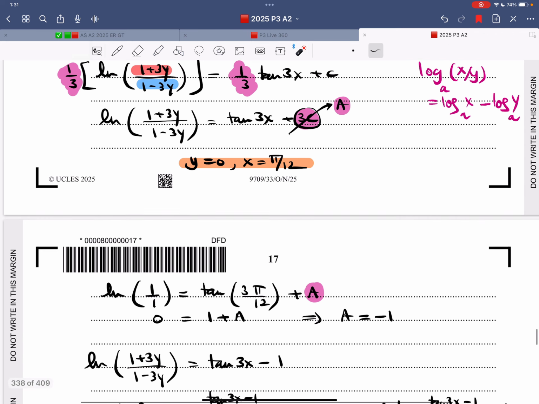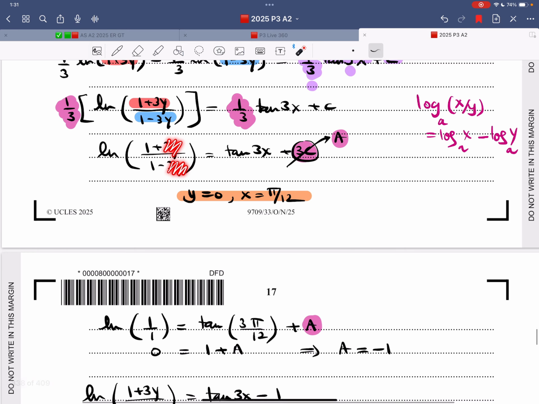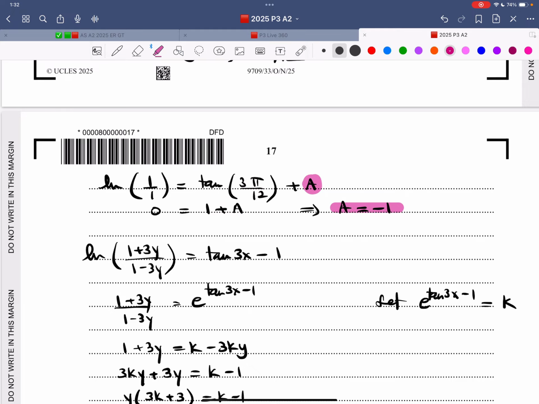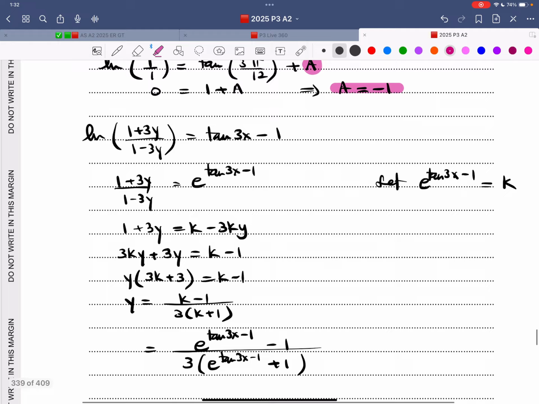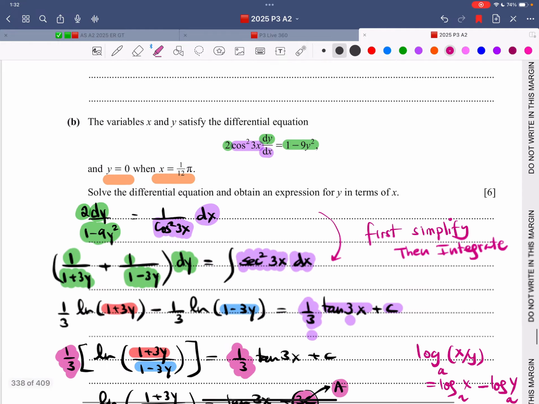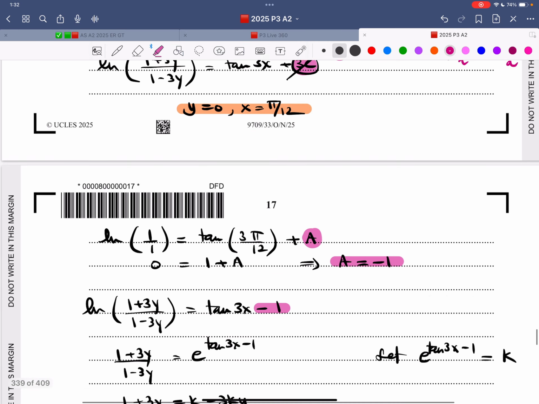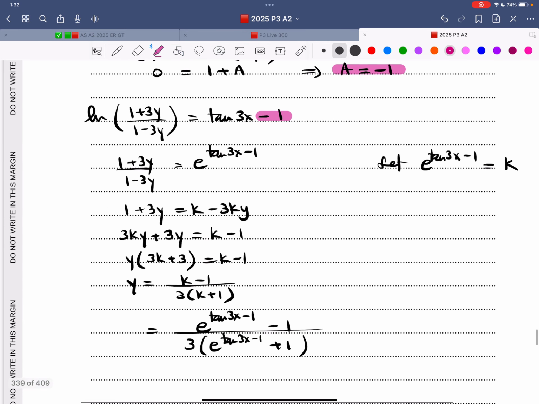So now y is 0. So when y is 0, this thing disappears, I'm left with ln of 1, ln of 1 is 0. Tangent of pi by 4 is 1, therefore a comes out to be a beautiful number, a comes out to be negative 1. So now we have this equation over here. Are they asking us to make the subject? Yes, an expression for y in terms of x. If they ask, then only we will make the subject.